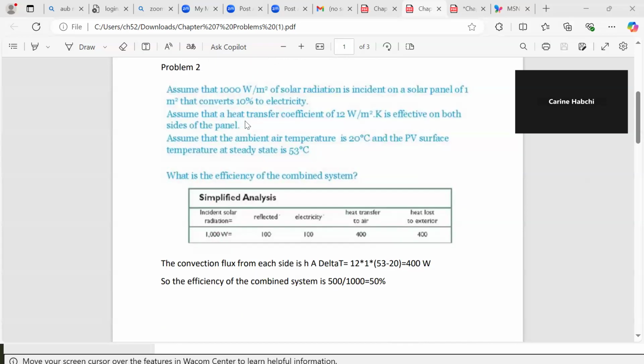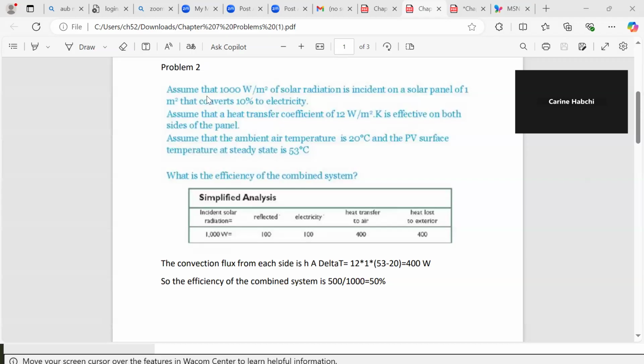So, problem 2. Assume that 1000 watt per meter square of solar radiation is incident on a solar panel of 1 meter square that converts 10% of the energy to electricity. 10% is really small. That's why when we worked on PV systems, we tried a lot to enhance their electrical efficiency, plus we introduced heat recovery. Because if you use heat recovery, you can increase the overall efficiency of your system a lot. So assume that a heat transfer coefficient of 12 watt per meter square Kelvin is effective on both sides of the panel. What do we mean by this?